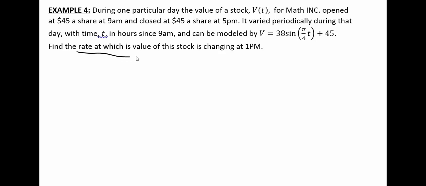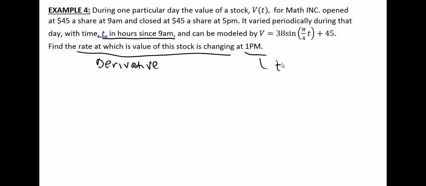So the rate at which the value is changing, that means we want to find the derivative. And not only do we want to find the derivative, we want to find it at 1 p.m. Now remember, time is hours since 9 a.m. So since we're measuring hours since 9 a.m., then 1 p.m. means that time equals 4, since 1 p.m. is 4 hours after 9 a.m. So once we find our derivative, we need to plug in a 4.